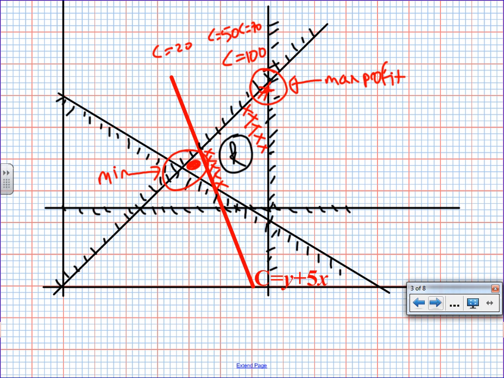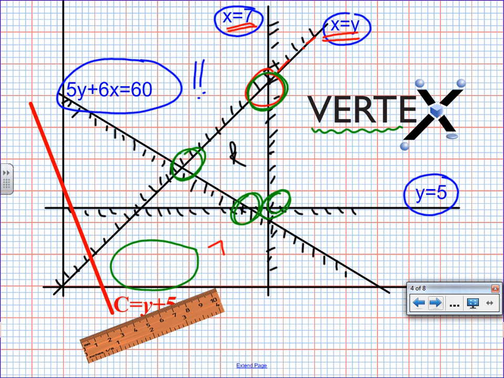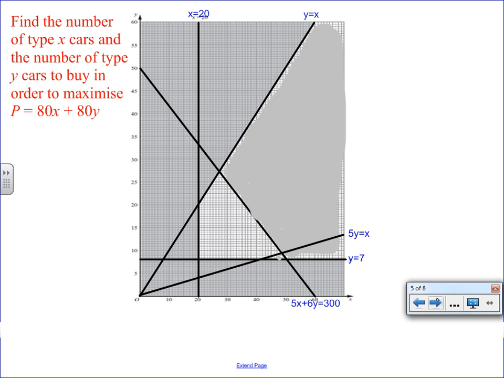And moving it changes that C value, doesn't it? Yes, and you're only moving it literally in your mind, really. You're not drawing lots of them, you're drawing one and then moving a ruler like this, or your pen, to see which vertex it's going to hit last, basically. Okay, let's have a go at an exam question.